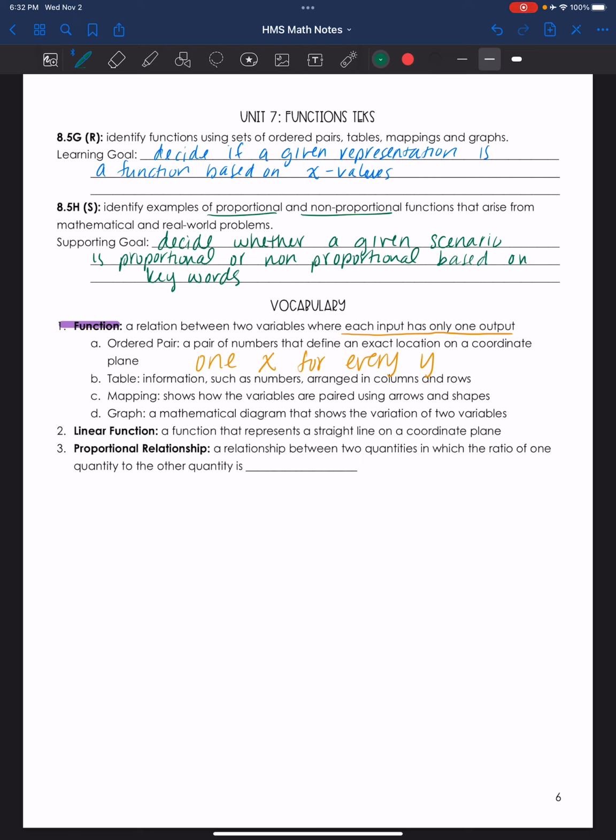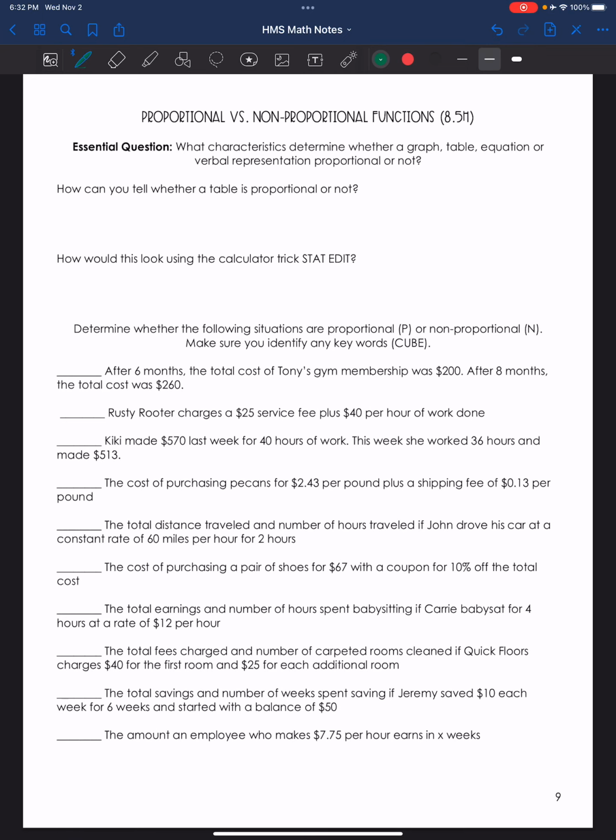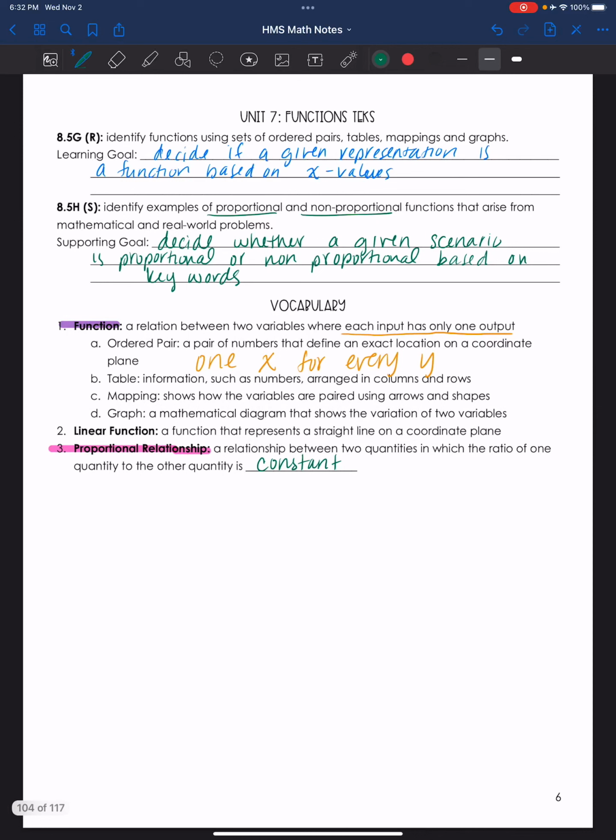Cool. Really the only vocab word is proportional relationship, which is a relationship between two quantities in which the ratio of one quantity to the other quantity is constant. All right, let's put some keywords on the front here. Do we have any room on our notes? Not really. So yeah, let's do it on the front.